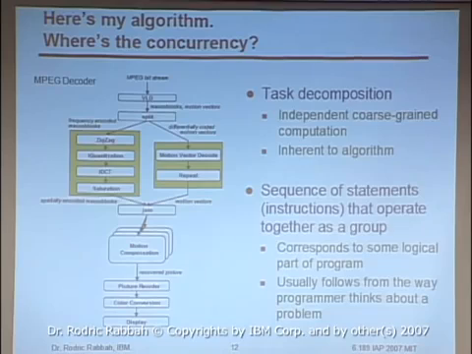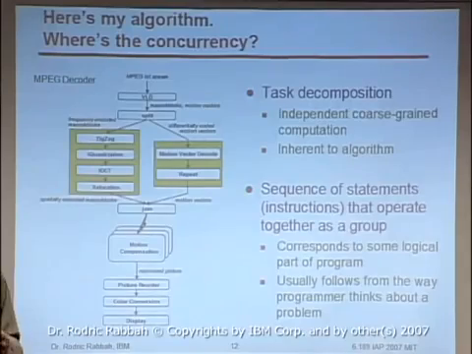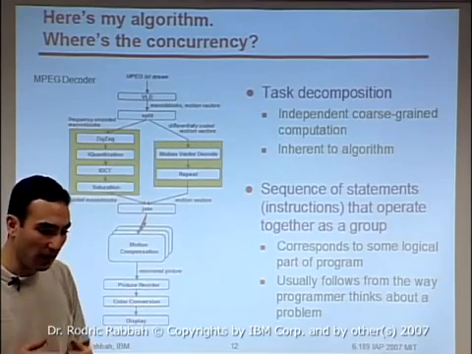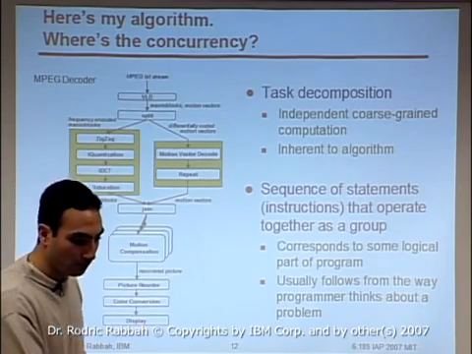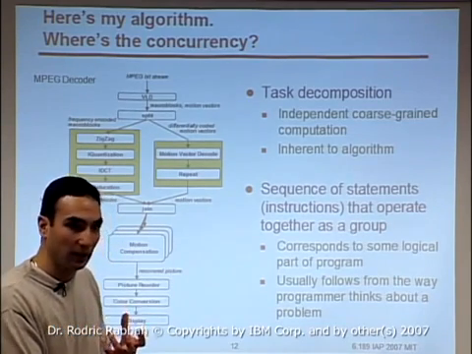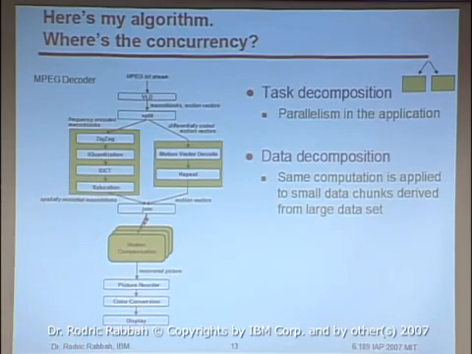And in general, you're looking for sequences of statements that operate together as a group. These could be loops, or they could be functions. And usually you want these to essentially just fall out of your algorithm as it's expressed. And in a lot of cases, it does. So depending on how you think about the program, you might be able to find these quicker or easier.